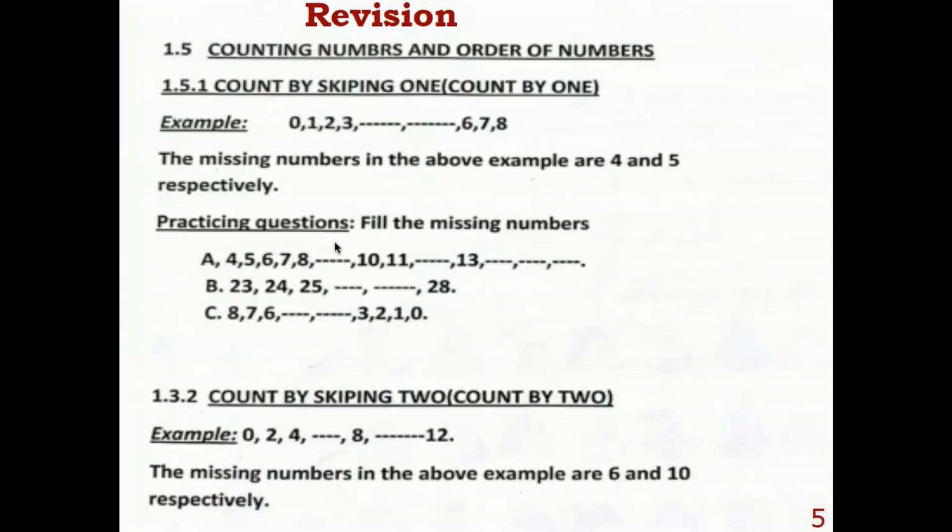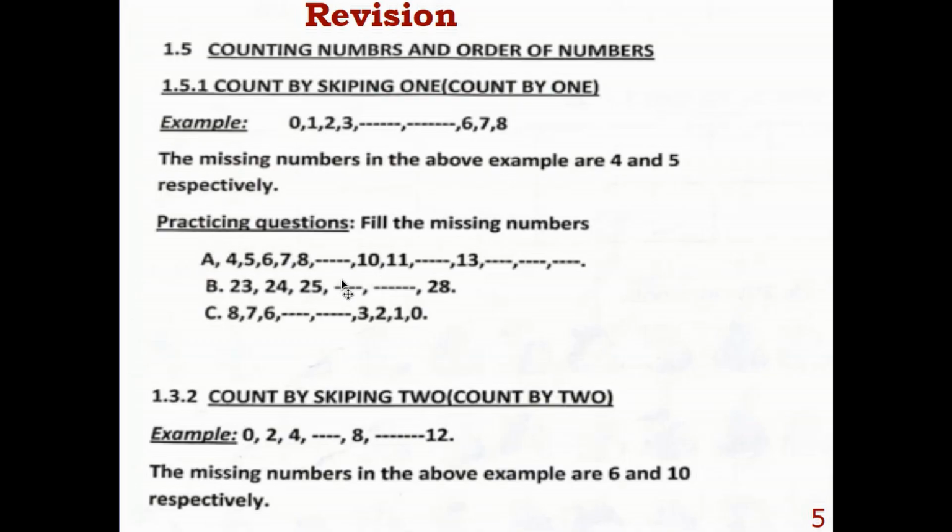Before we start, let's revise what we have seen earlier. Previously, as you remember, we have seen counting numbers and order of numbers. When we say count by 1, that is skip count by 1, the interval, or the difference between two consecutive numbers, is 1. In that case, we call it skip count by 1. 0, 1, 2, 3. This is skip count by 1.